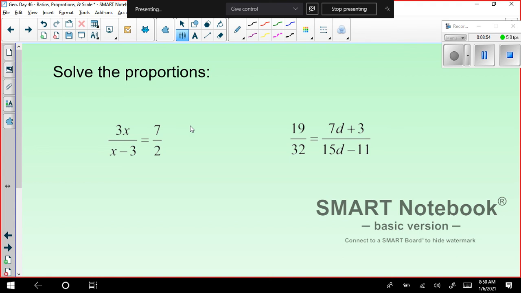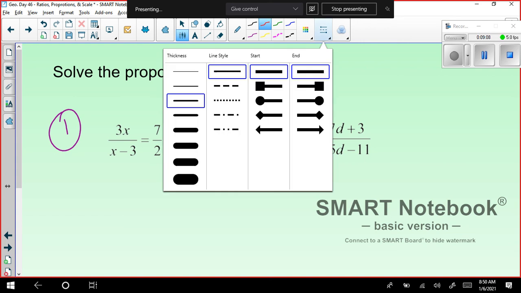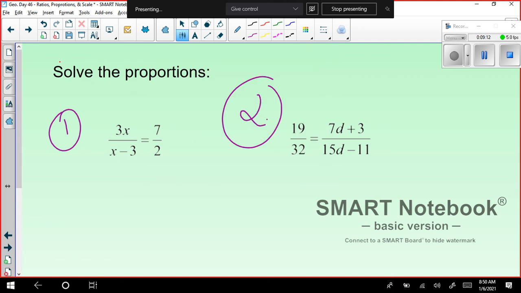Solve for proportions. I'll be doing the first one, then I'll give you a chance to work on the second. For the first one, if you are familiar with cross multiplication, you can cross multiply and solve. 2 is being multiplied with 3x, the equal sign remains as it is, and 7 is being multiplied with x minus 3.